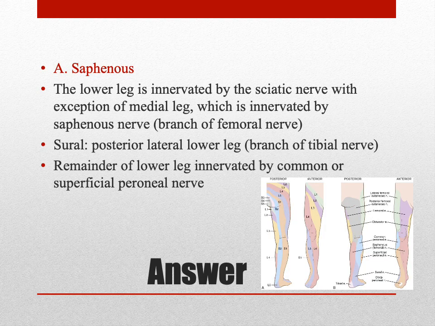The answer is the saphenous nerve. The saphenous nerve is a terminal branch of the femoral nerve. The saphenous nerve provides sensory innervation to the medial aspect of the lower leg.